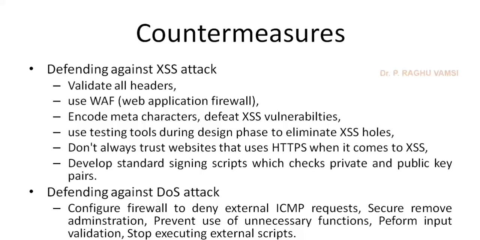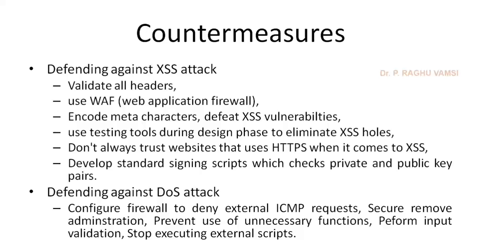Next one is defending against denial of service attacks. The most common thing you people are aware of by this time, the denial of service attacks. So you may configure the firewalls. This firewall may be configured at the operating system level or web application level, especially to control the ICMP requests that are coming from external to the network. So configure the firewalls to deny the external Internet Control Message Protocol, that is ICMP, and secure the remote administration and connectivity testing.